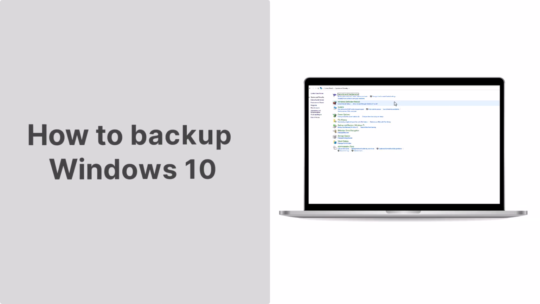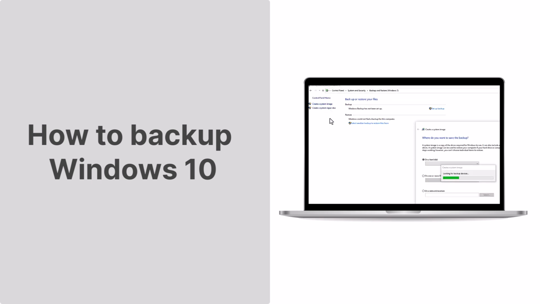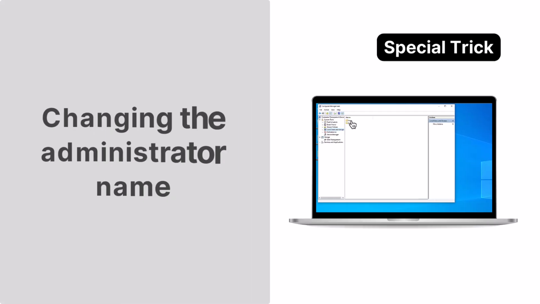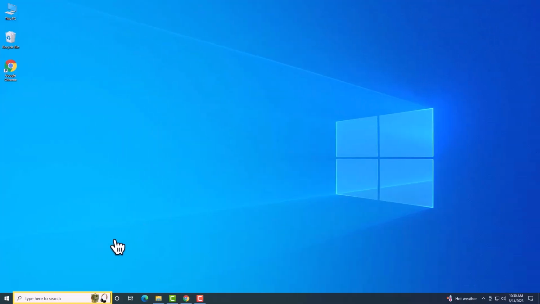Windows 10 features an excellent built-in backup system. You can back up your OS and settings and restore them at your convenience. In this guide, we'll walk you through the process step by step. And stay with us until the end, as we have a bonus tip for changing the administrator name on your Windows. So let's get started.